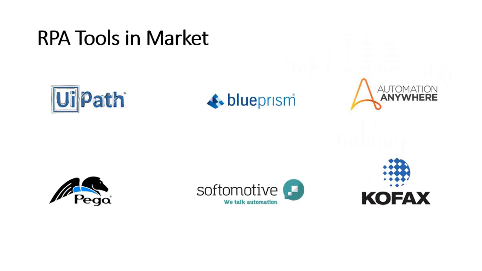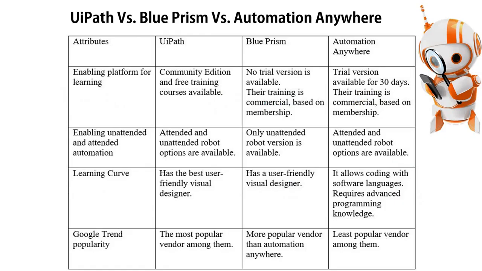These are some of the tools available in the current market. Some of them are UiPath, BluePrism, Automation Anywhere, and Pega. Many tools are available. Of all these, UiPath, BluePrism, and Automation Anywhere are trending now. We'll see the difference between these three tools in the next slide.